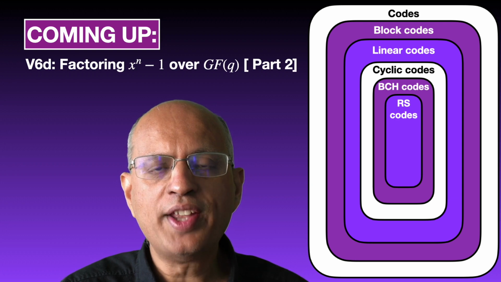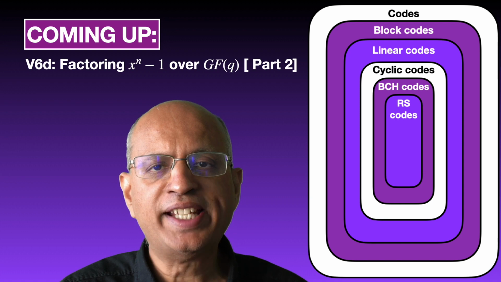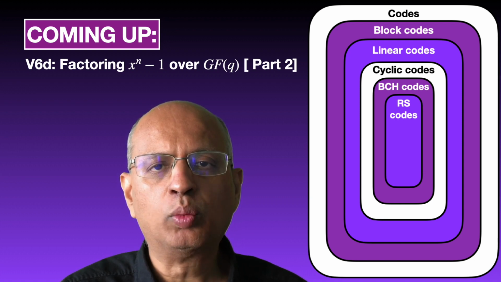We've done all the work now in understanding the factorization pattern of x to the n minus 1 over GF(q). The next lecture will present 2 examples of this theory.